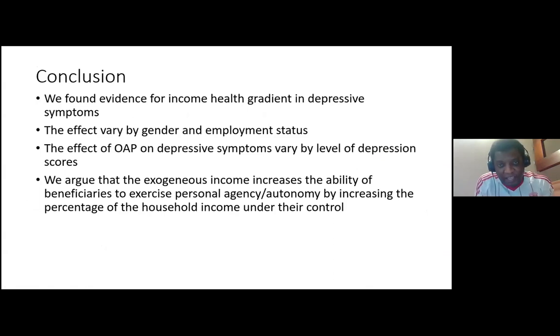In conclusion, we find evidence for income-health gradients in depressive symptoms. The effect varies by gender and employment status. And it also varies by the initial level of depression score. So those who are more depressed, or more at risk of depression, tend to benefit more than those who are less depressed or less at risk. Lastly, we argue that the exogenous income increases the ability of beneficiaries to exercise personal agency or autonomy, and that is why we think that we are picking up the effect we are picking up.